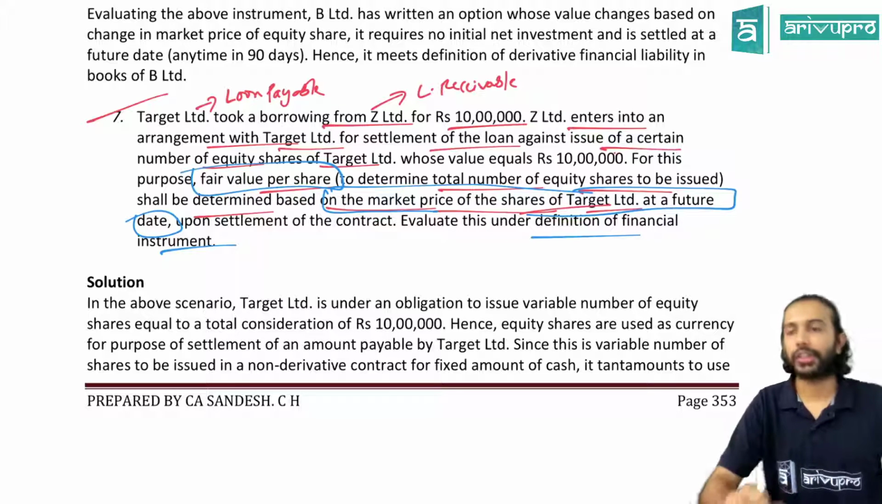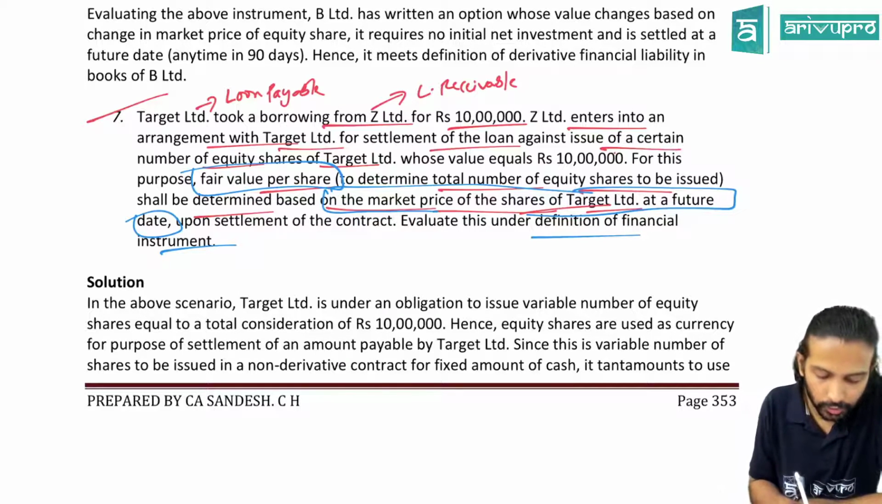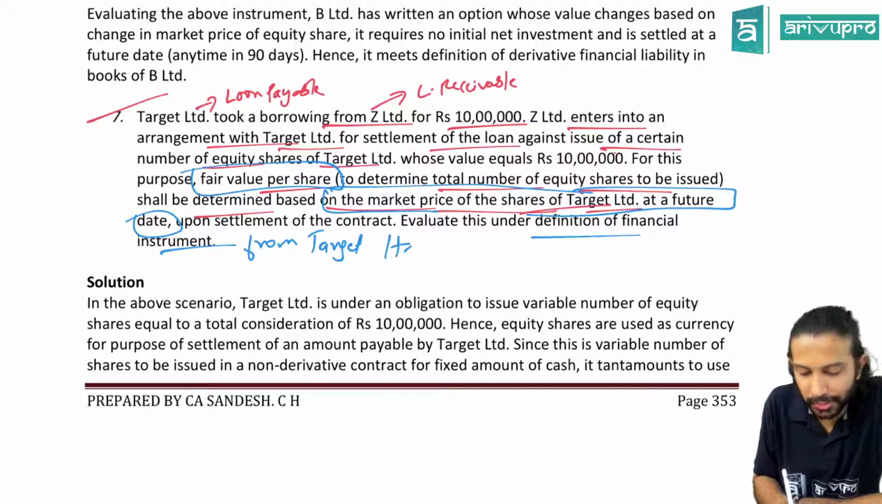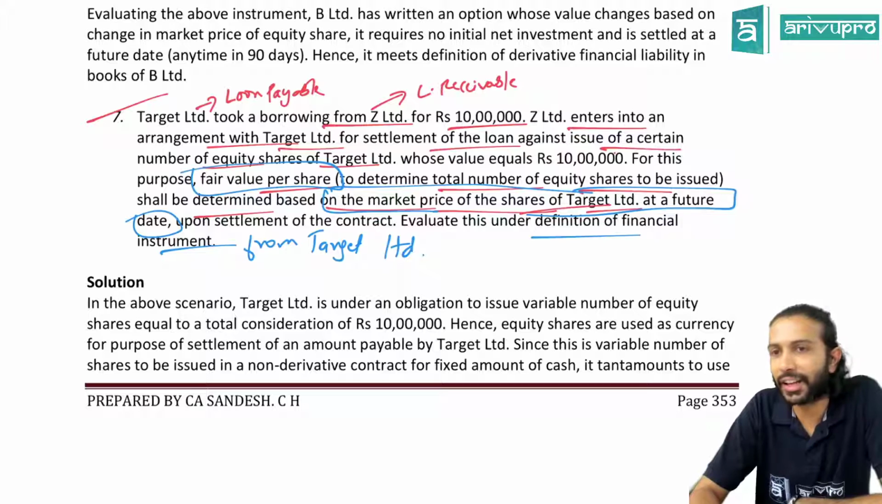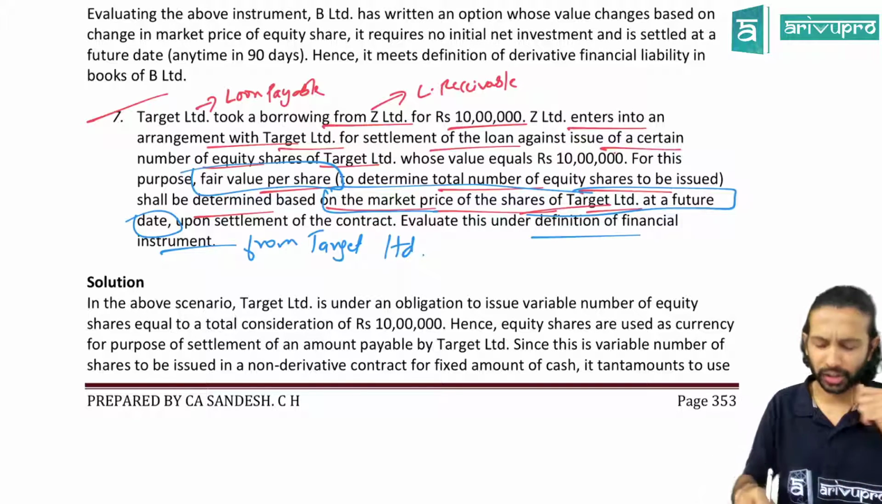Evaluate the definition of financial instrument. From the target limited perspective, you can say, because from Z limited's perspective, it is definitely a financial asset, no doubt there. From target limited, there is a little bit of a problem. What according to you it is?